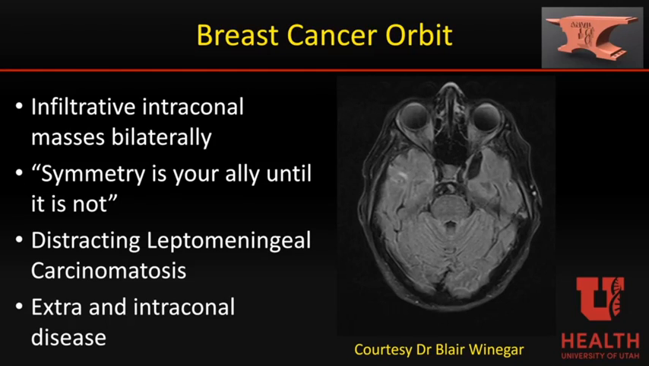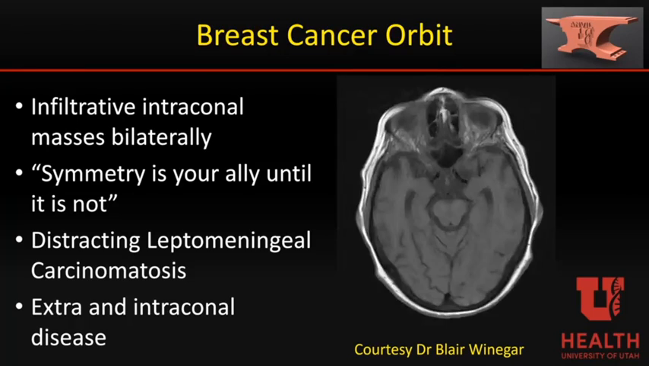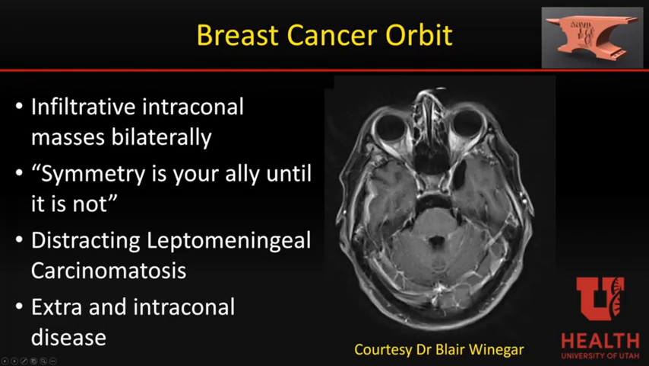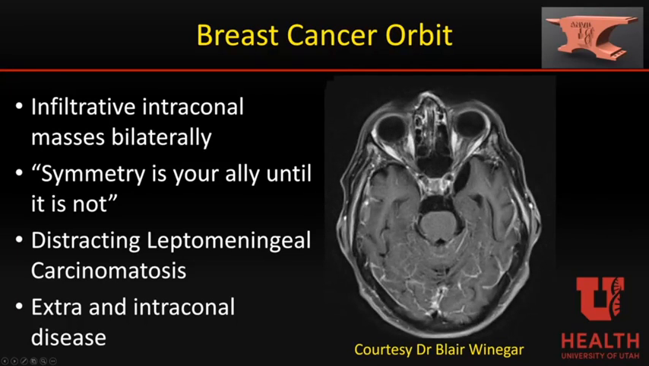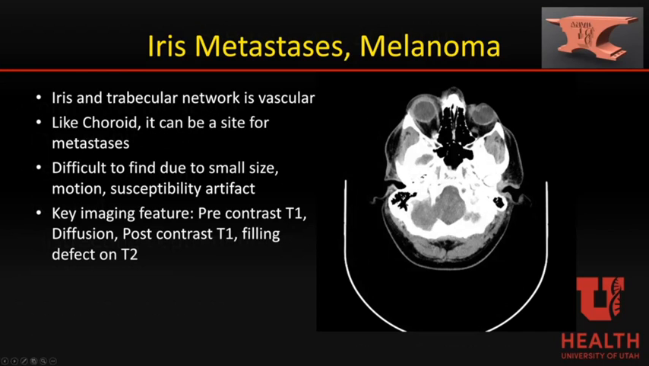So here's a bilateral case of infiltrative intraconal masses, and symmetry is your friend until it's not. This patient had some distracting leptomeningeal carcinomatosis, but here you can see the intermediate loss of that normal fat in the orbit. And this patient had both extraconal and intraconal disease, and here you can also see leptomeningeal carcinomatosis. This is not a failure of fat suppression. This is actually all disease. There you can see that leptomeningeal carcinomatosis.